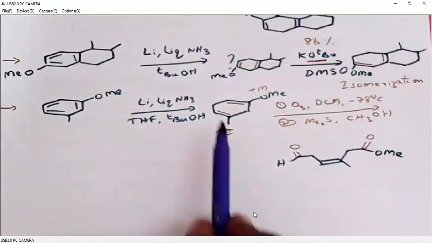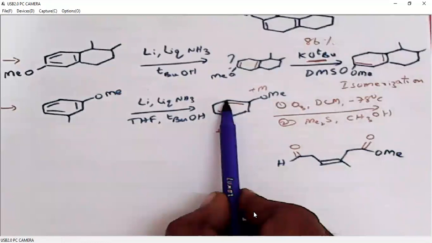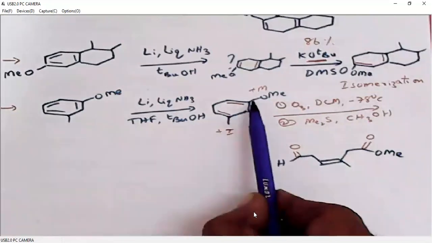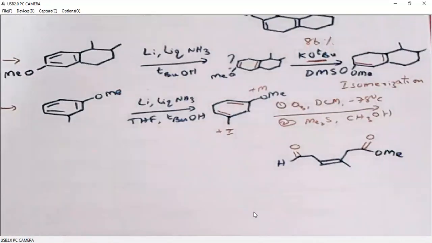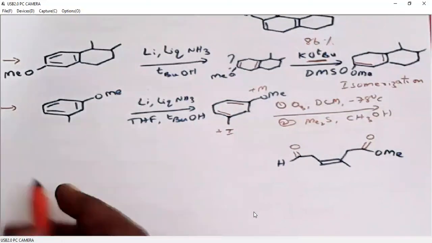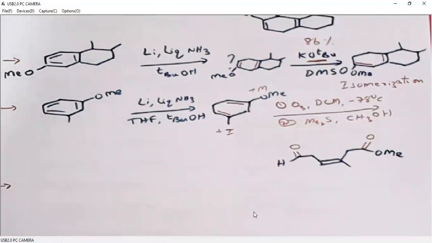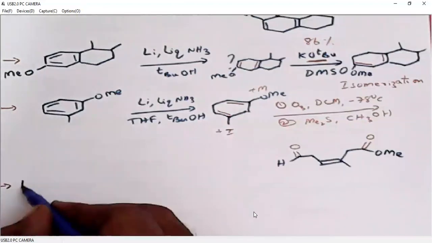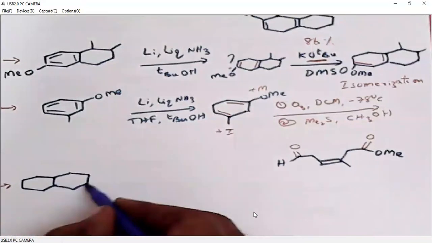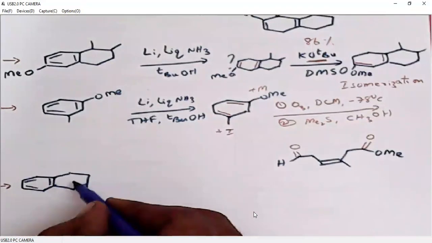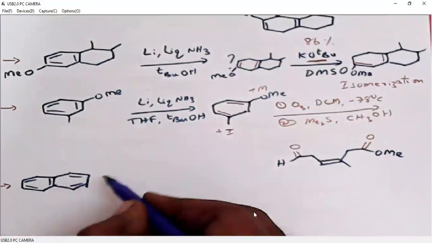Because it is a monosubstituted carbon, it will give an aldehyde, and it has an OMe substituent, so we will get an ester. In a similar fashion, when we look at the next example, how we can extend the Birch reduction products in different ways, I'll take an example of naphthalene.